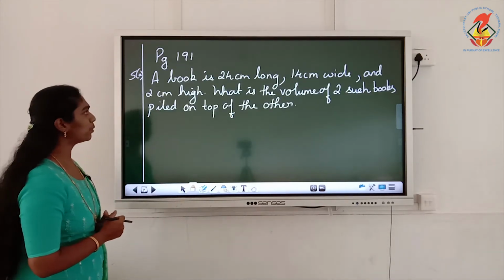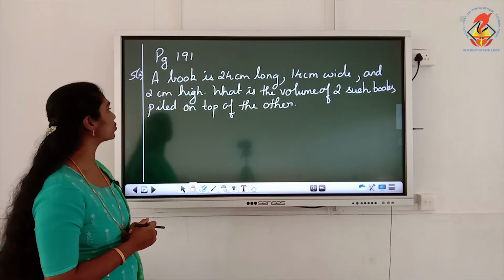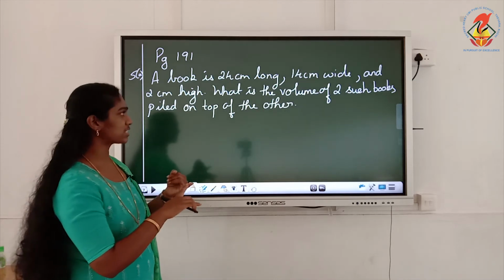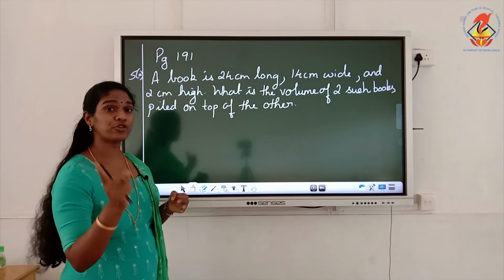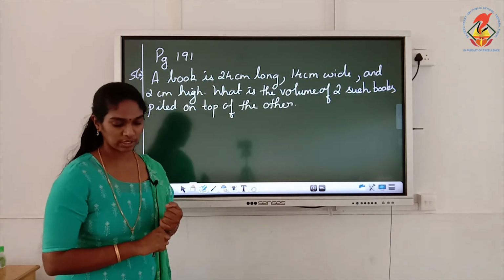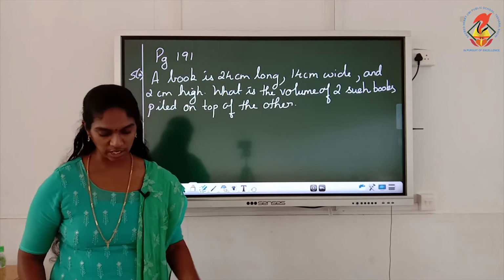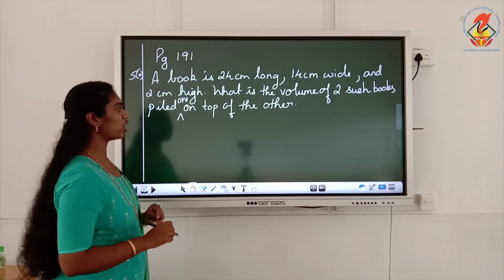First one. A book is 24 centimeter long, 14 centimeter wide and 2 centimeter high. So the length is given, the breadth is given and the height is given to you. What is the volume of 2 such books placed one on top of the other? That is one on top of the other. There is a word over here, one on top of the other.